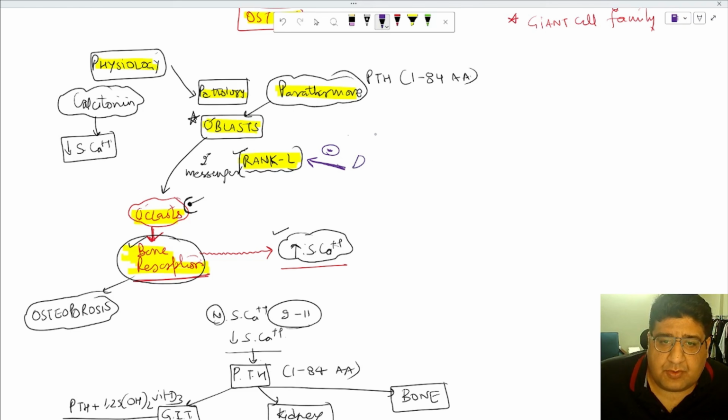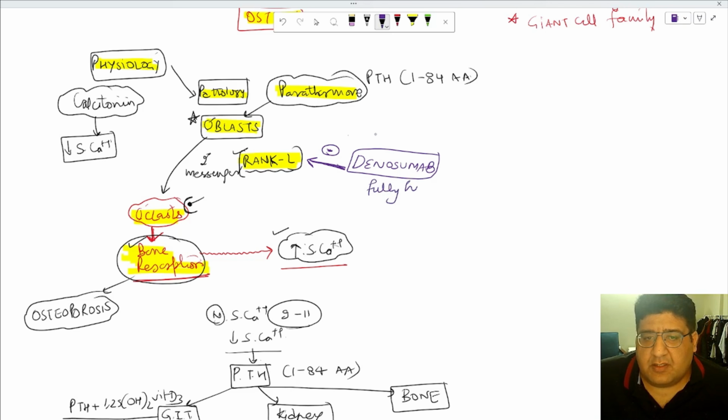So there is a fully human monoclonal antibody. Okay, I'm writing it here. So there is a fully human monoclonal antibody whose mechanism of action is basically nothing but inhibition of rank ligand.